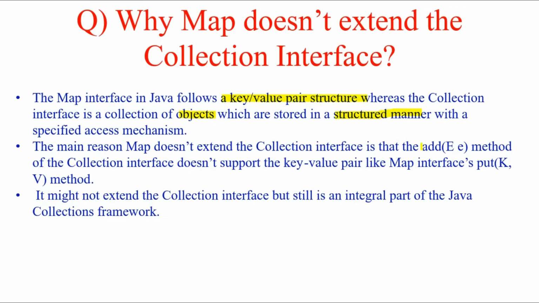If you add an element in a collection, you always use the add method, where you pass an object e, and that particular object will be added to the collection. But Map does not support just one element, it also supports the key-value pair. So it's put(K, V), which is key and value both. Hence it cannot extend the Collection interface.